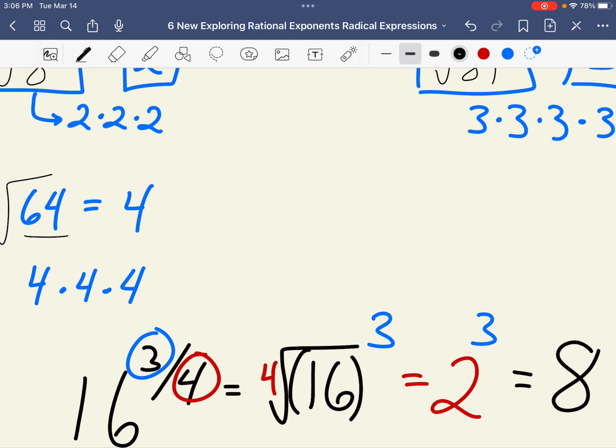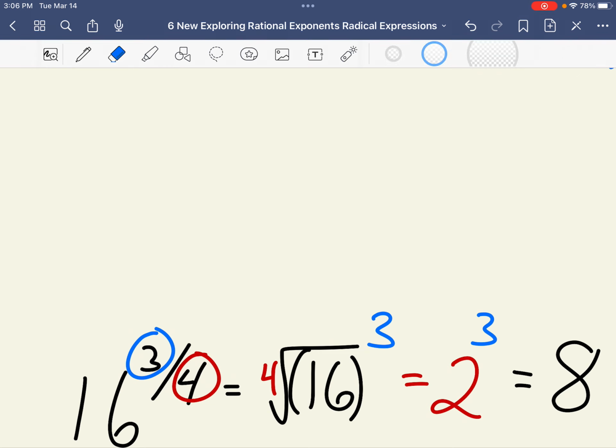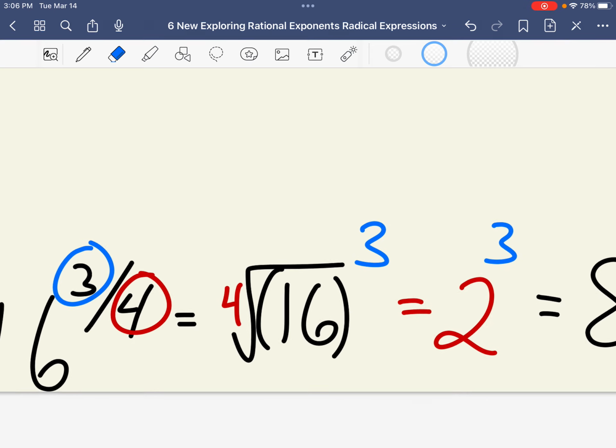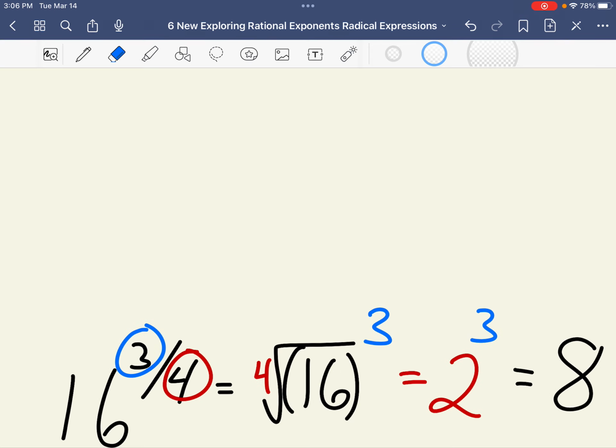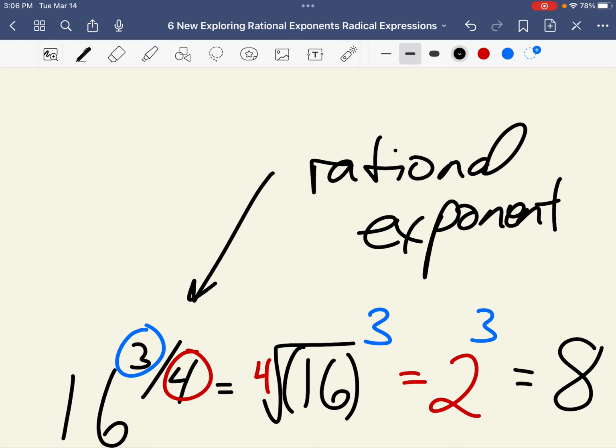This was called a rational exponent because basically we had an exponent that was a fraction. And when you have a rational exponent, you're going to learn that we can rewrite the problem. We can rewrite the problem as a radical. Here we have the 4th root and a power to the 3rd power.